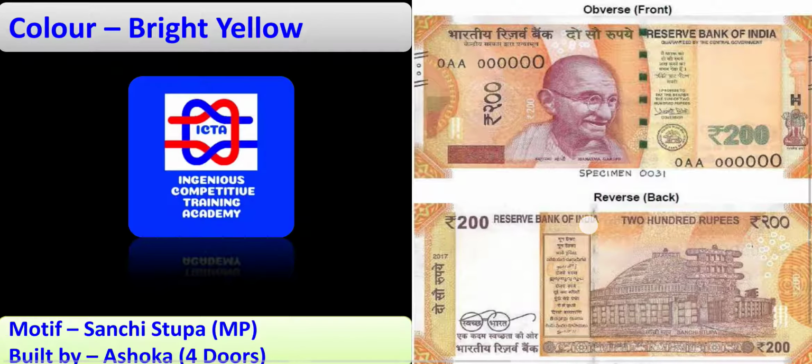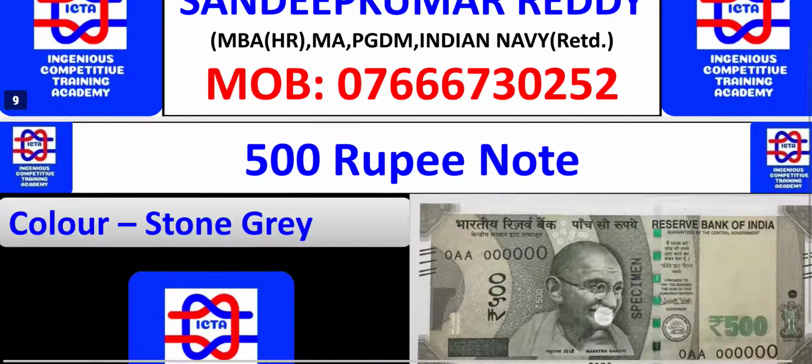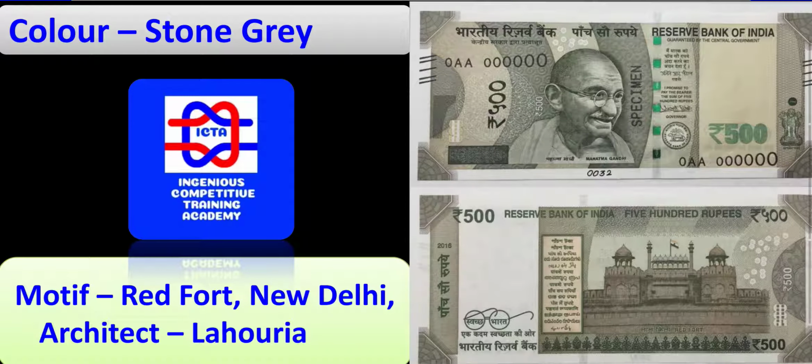When it comes to the 200 rupees note, we can see the front and back how exactly it looks like. So the color of it is bright yellow, and the motif is Sanchi Stupa, which is built by Ashoka. It has 4 entrances all around as east, west, north, south. So the entrance of the Sanchi Stupa is 4, and this is located in Madhya Pradesh, built by the King Ashoka.